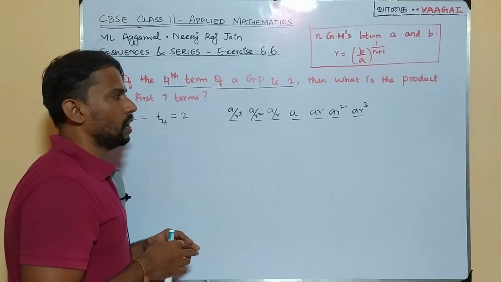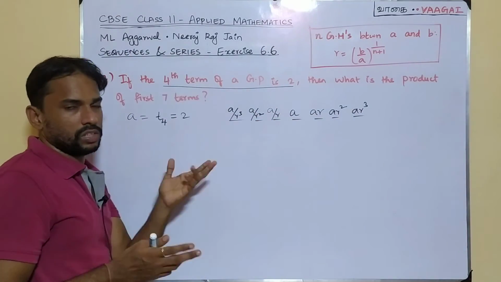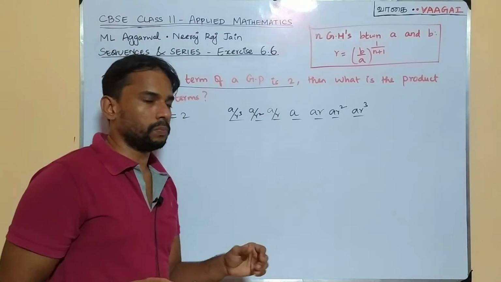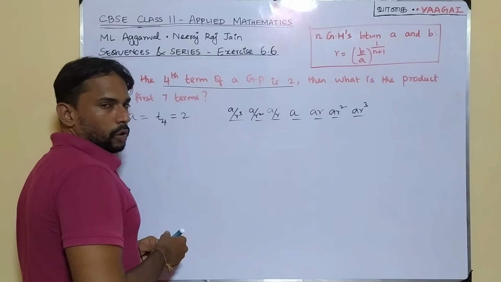And what is our question asking? What is the product of these 7 terms of this GP? This is your question, right? Very simple. We have to get the product of these 7 numbers only. Shall we see what the product is?